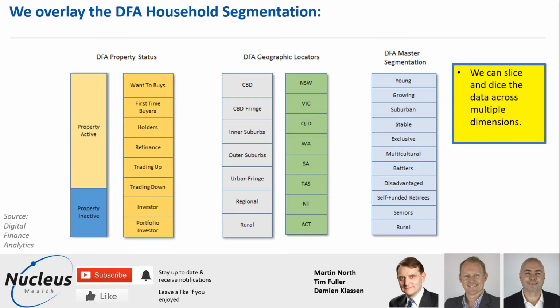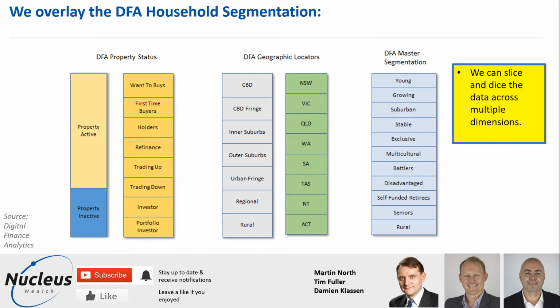Okay, so Martin, actually, just while you're on that one, you've got these categories: want to buy, first timers, holders, and refinance, as we run down. In terms of changing, how do you change people between those categories, and what are you seeing at the moment in terms of people shifting between those categories?